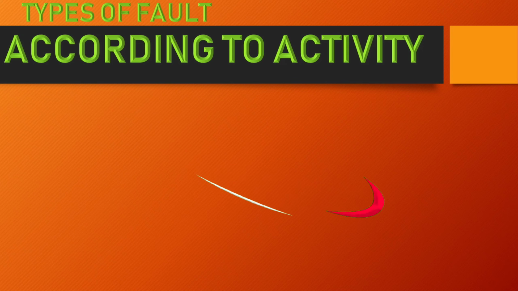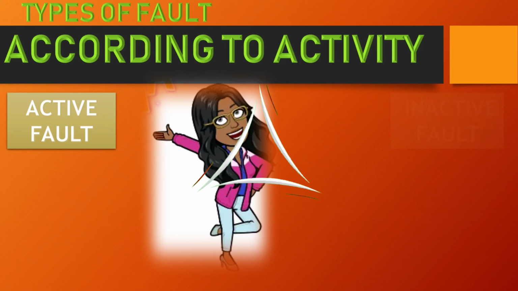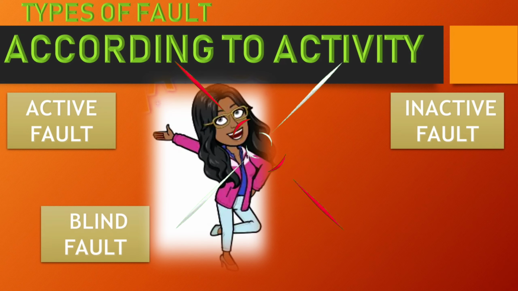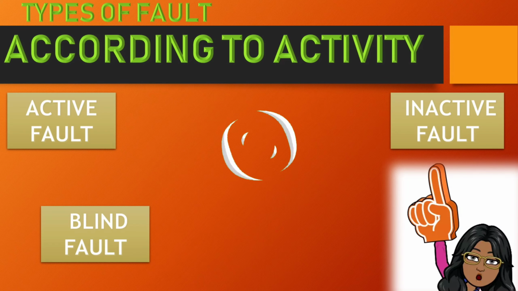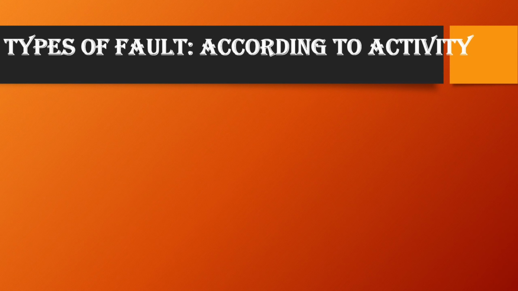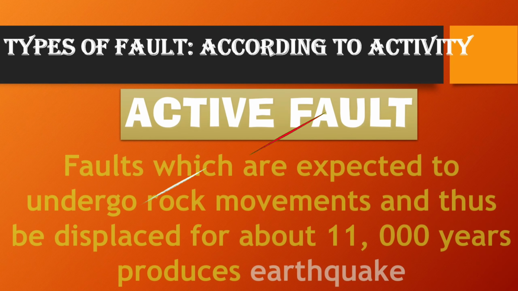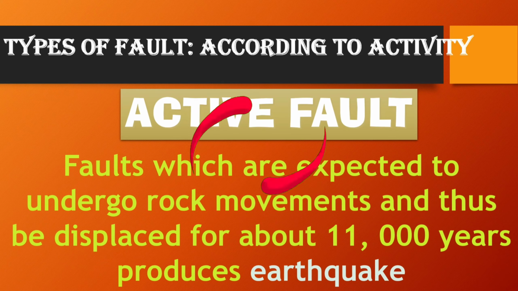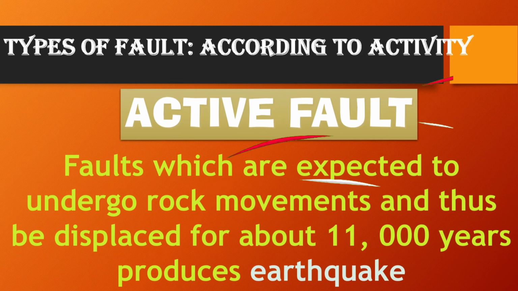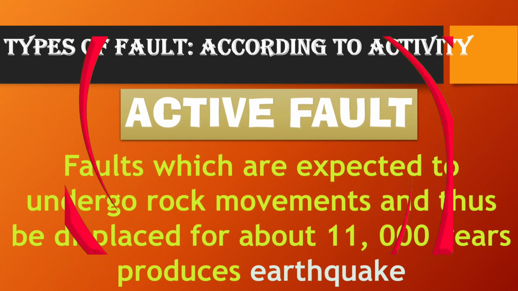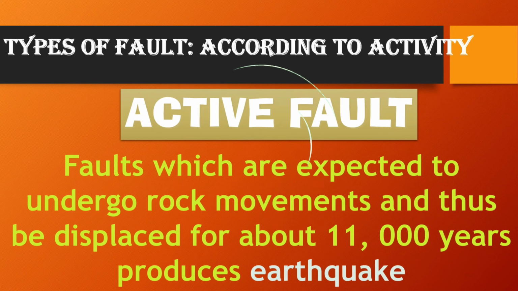Pag-aralan naman natin ngayon ang types of fault according to activity. May tinatawag tayong active fault, blind fault, at inactive fault. Isa-isahin natin. Unahin natin ang active fault. Faults which are expected to undergo rock movement and thus be displaced for about 11,000 years to produce earthquake.